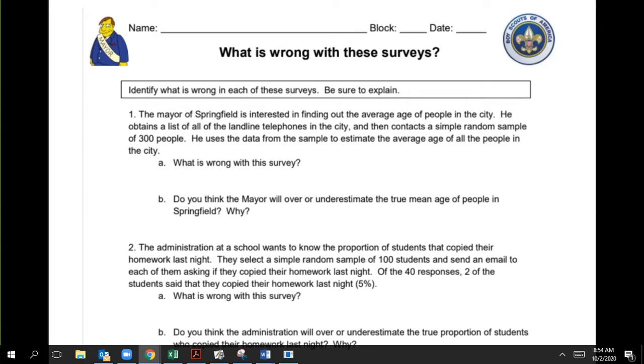And so first I want you guys to just read through each of these scenarios and answer questions A and B about the problem with them and what could be the consequence. So take a second or a minute and pause the video, do that, and then come back to see some answers and some definitions.